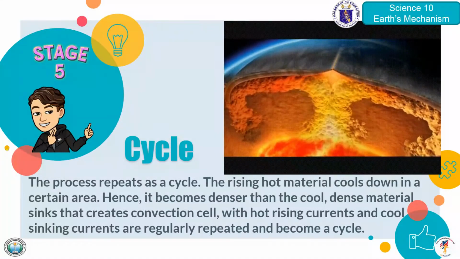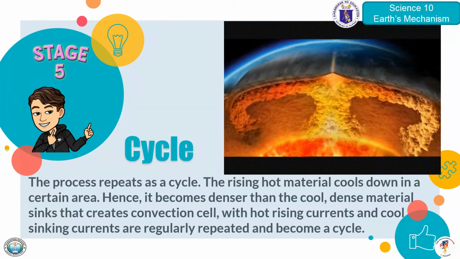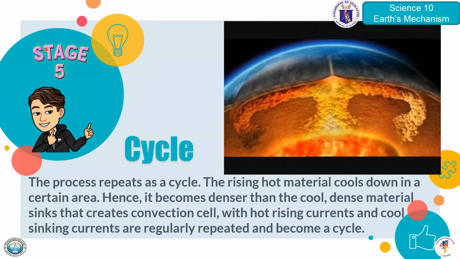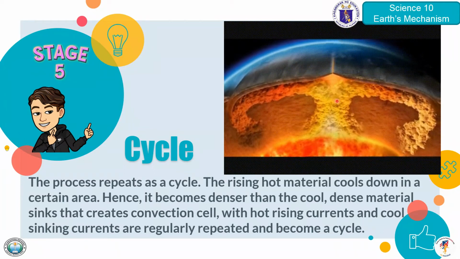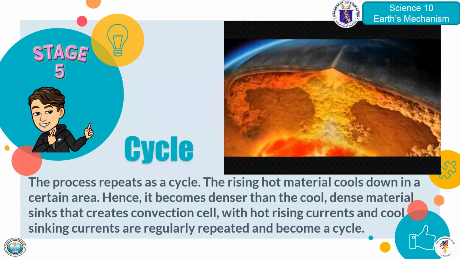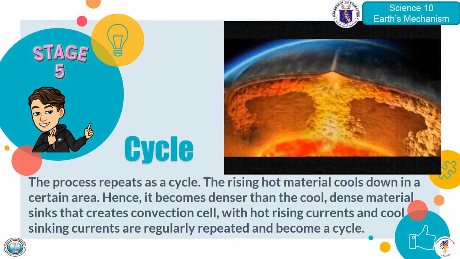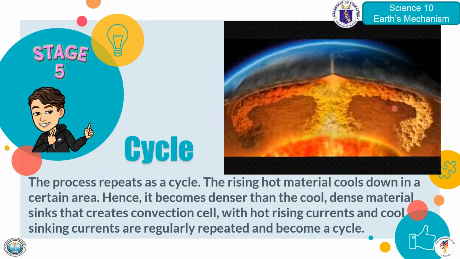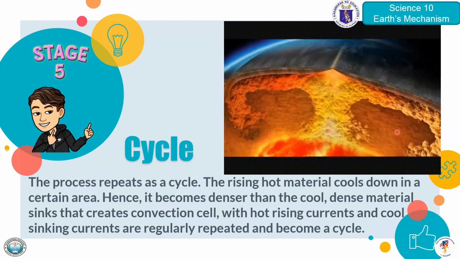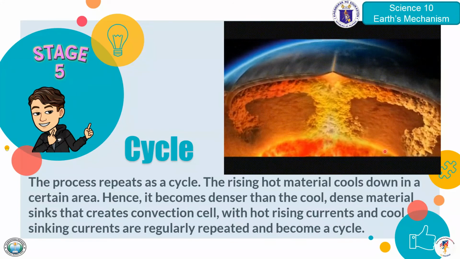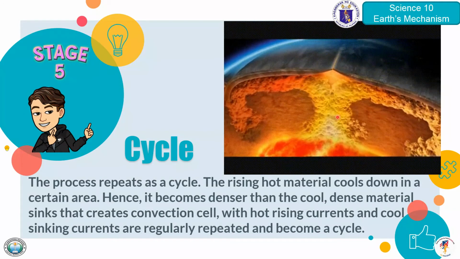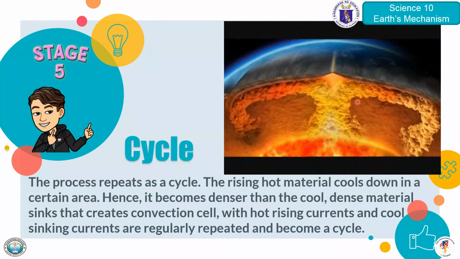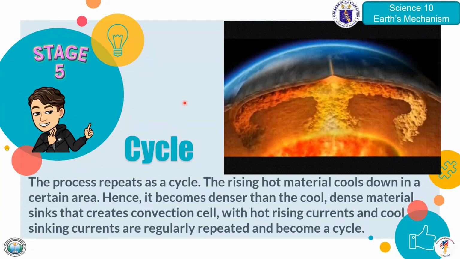And of course, the process repeats as a cycle. The rising hot material cools down in a certain area, hence it becomes denser than the cool dense material and it would sink. That creates the convection cell, with hot rising currents and cool sinking currents regularly repeated and becoming a cycle.